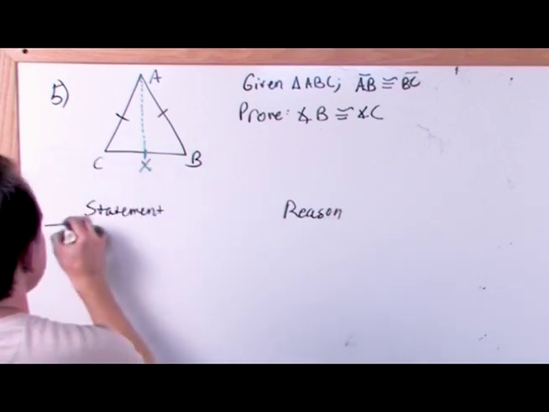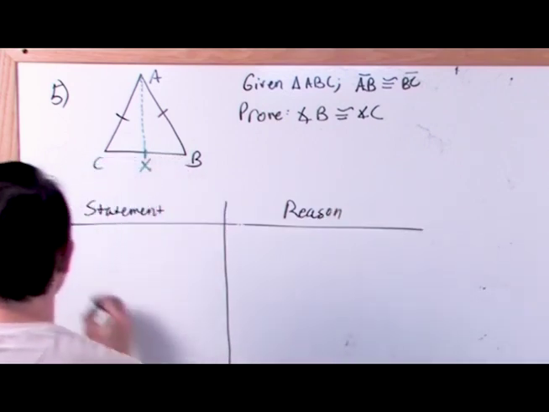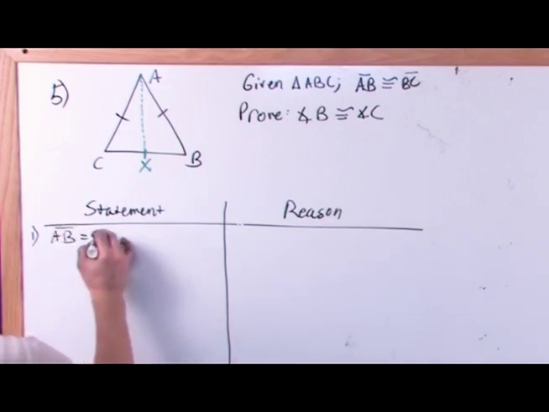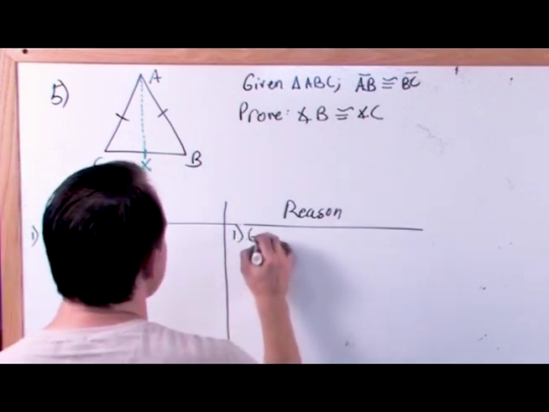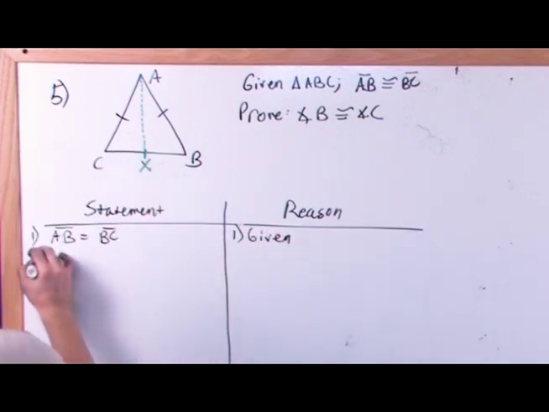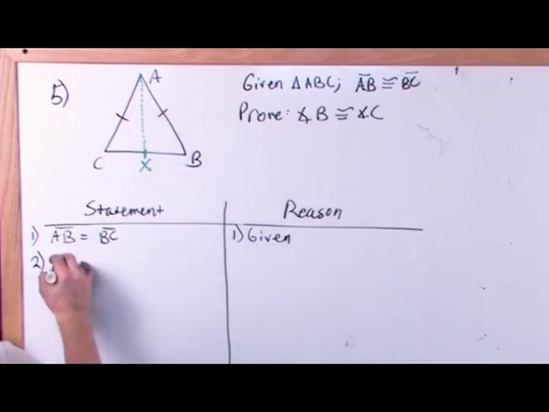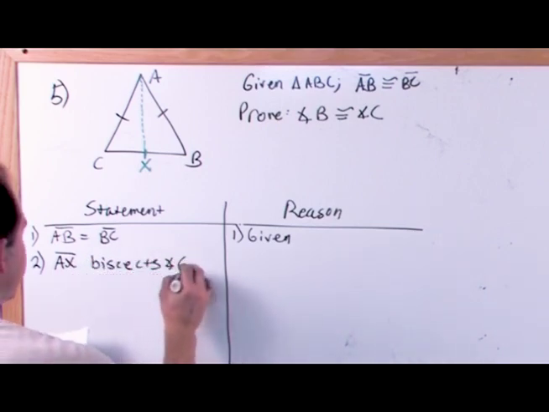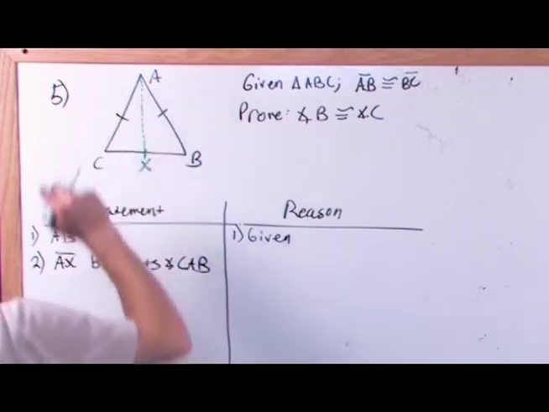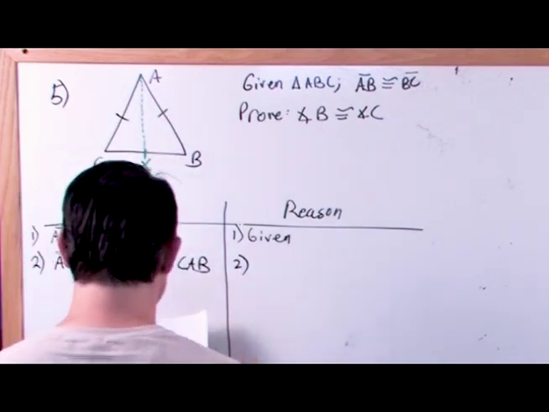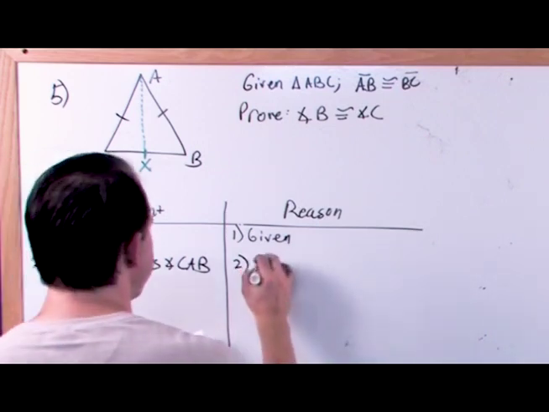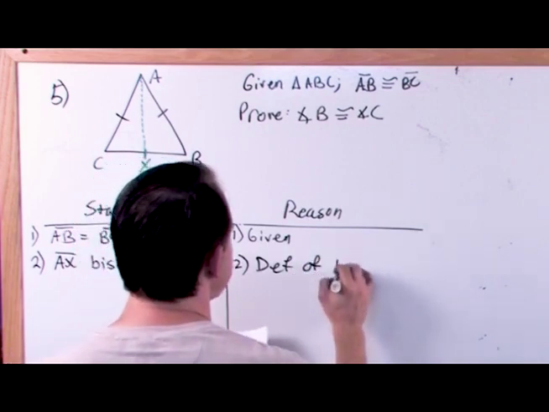Okay? So let's write, and it's a bisector, our statement and our reasons. And remember, we're just trying to prove that those two angles are the same. Okay, so AB is equal to BC. That's just given. We just always start there. Okay, now 2. We're going to draw in our figure that AX bisects angle CAB. CAB bisects this angle. Okay, and what we're going to say here, this is the definition of a bisector.